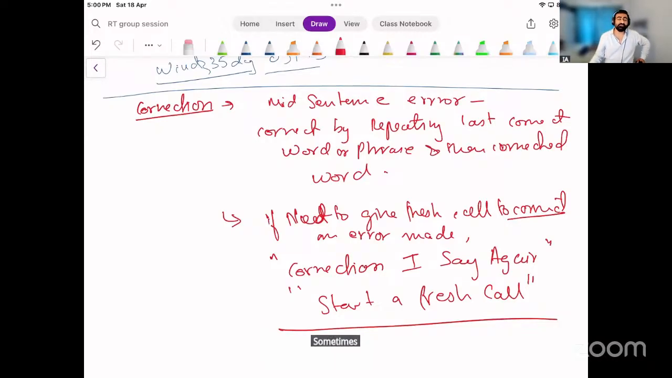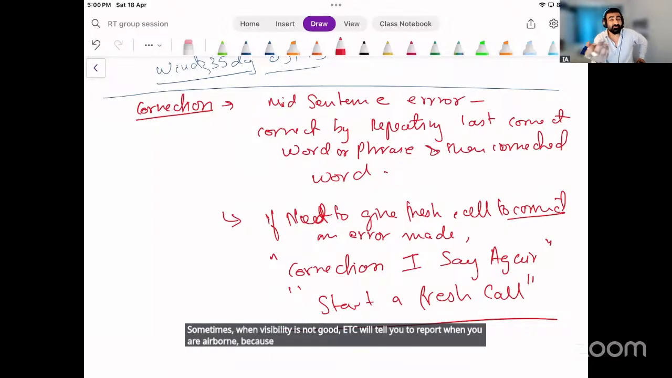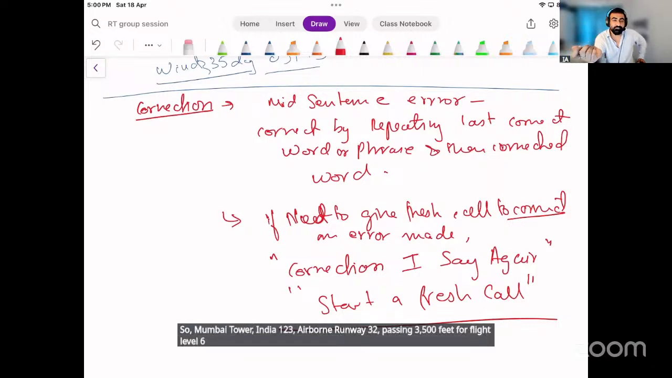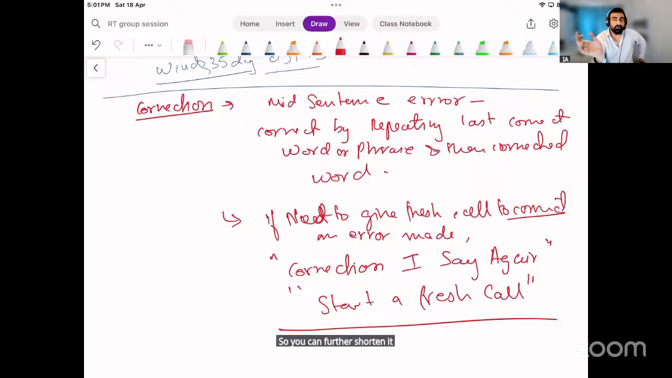Sometimes when visibility is not good, ATC will tell you to report when you are airborne because they cannot visually see if your takeoff has been successful. So: Mumbai Tower, India 123, airborne runway 32, passing 3,500 feet for flight level 60. You can further shorten it: Mumbai Tower, India 123, airborne runway 27, passing 3,500 for flight level 70.